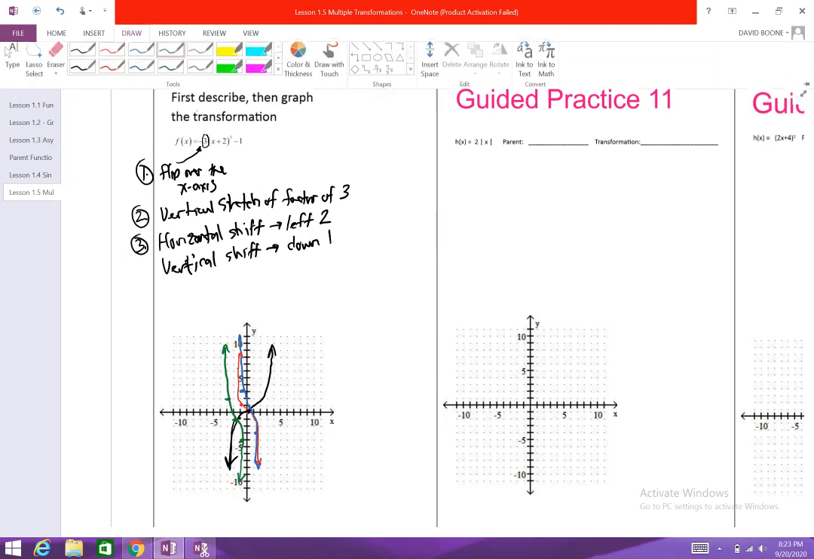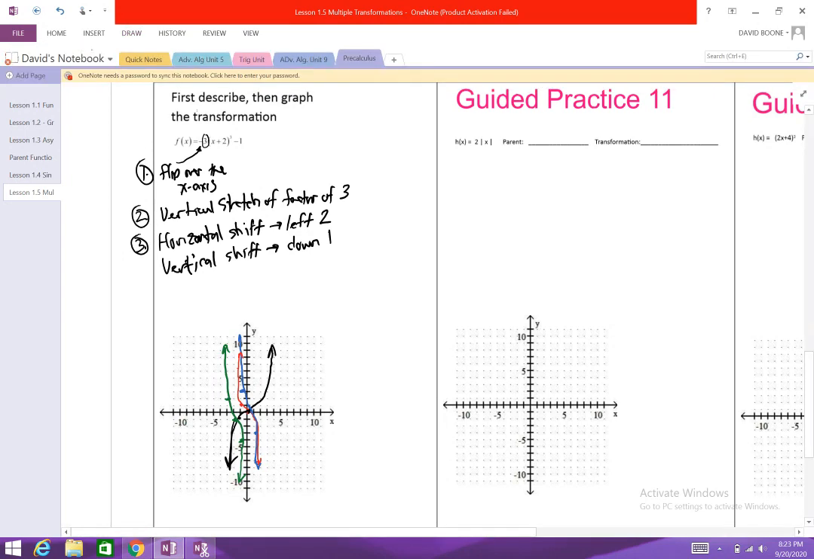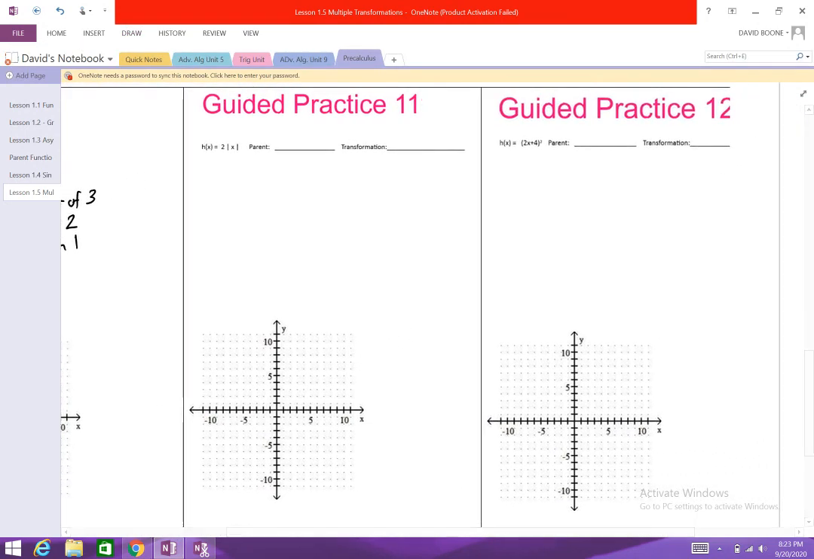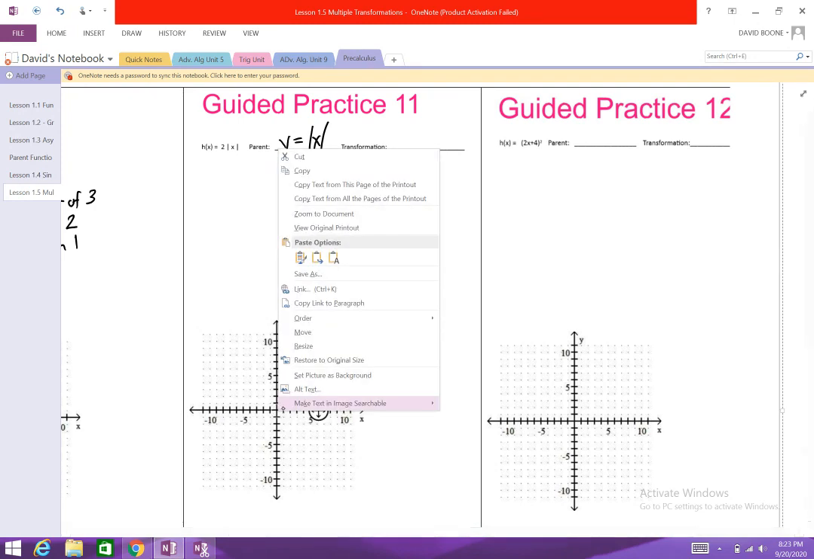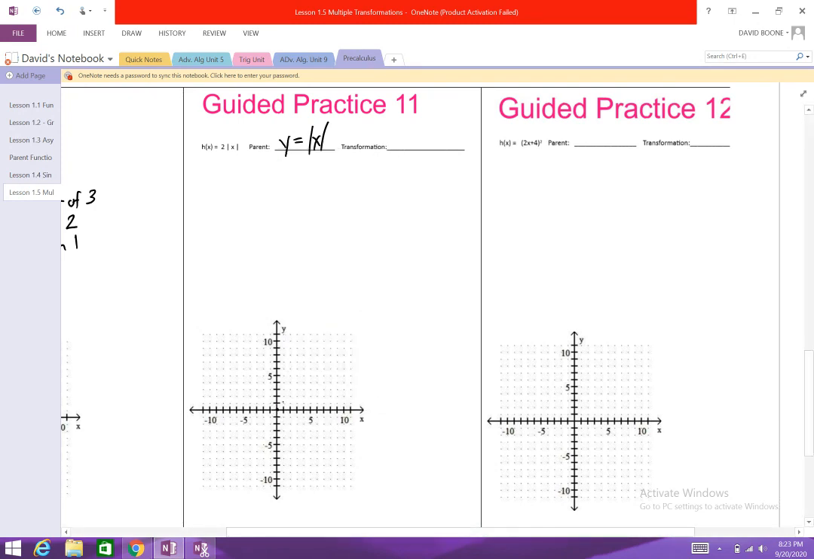Let's just look at another one. Our parent graph here, if I look at this, is just the absolute value function. So I know that's going to make that V. Our original one is at (0, 0), then has it at (1, 1), would then be at (2, 2), et cetera. So (-1, 1). When I put -2 in, I get 2 out. So again, that would be my absolute value function.